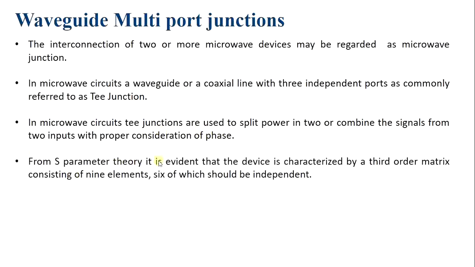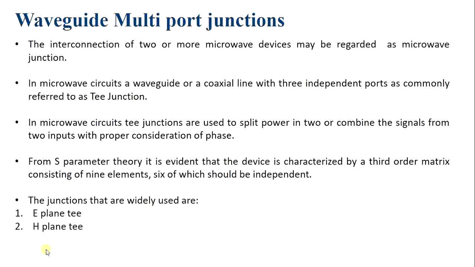From S parameter theory, it is evident that the device is characterized by a third order matrix consisting of 9 elements, 6 of which will be independent. The junctions that are widely used are the E plane T, H plane T, EH plane T, which is also called the magic T, and the last one is the hybrid rings. So in this lecture we will see the E plane T, and in the further discussions we will go for the H plane T and the magic T also.